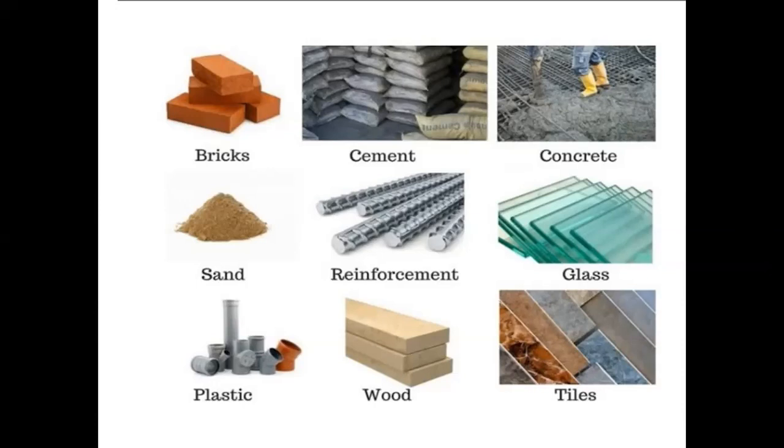Now, bricks. What is the raw material used for bricks? Soil, clay. Yes, soil and clay are the basic raw materials used in the manufacturing of bricks. But not all types of soil are used. Black soil is not used in the manufacturing of bricks because it is not suitable. Only alluvial soil and red colored soil. Alluvial means the soil which is near the river.